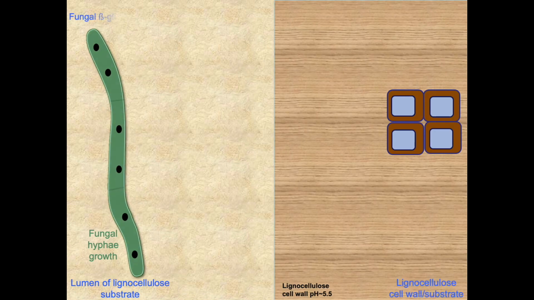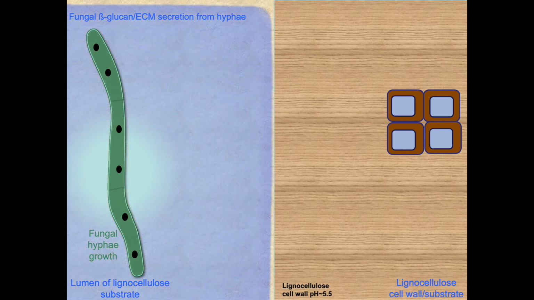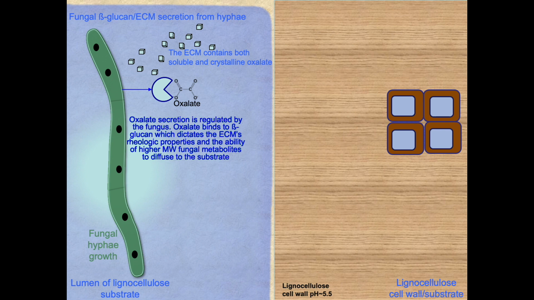Interestingly, we found that oxalate binds to ß-glucan non-covalently to form a hydrogel. The formation of ß-glucan hydrogels with oxalate has not previously been reported, and we were able to confirm the nature of the bonding using Raman spectroscopy and density functional theory simulations.